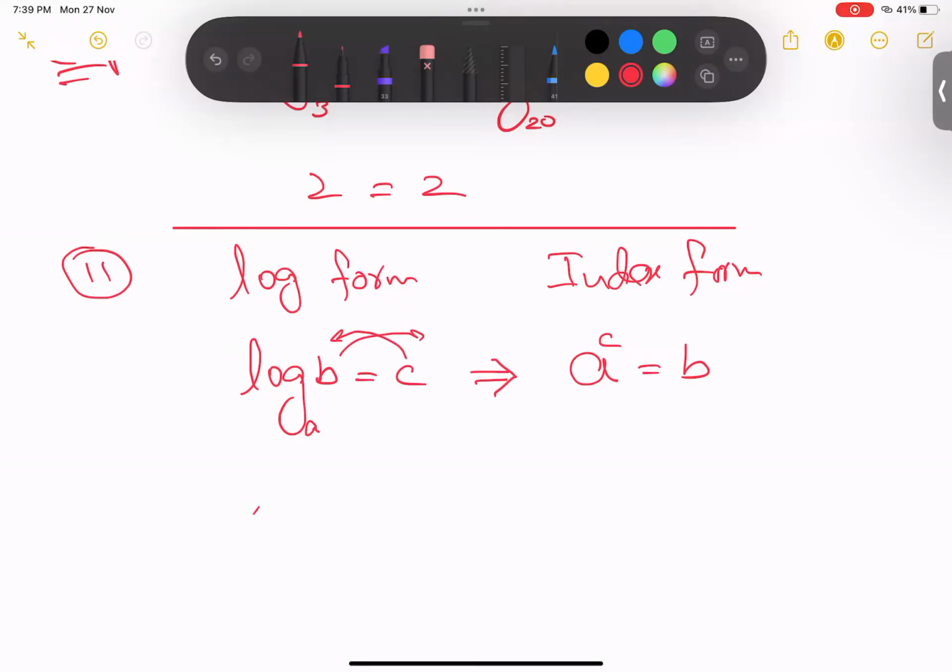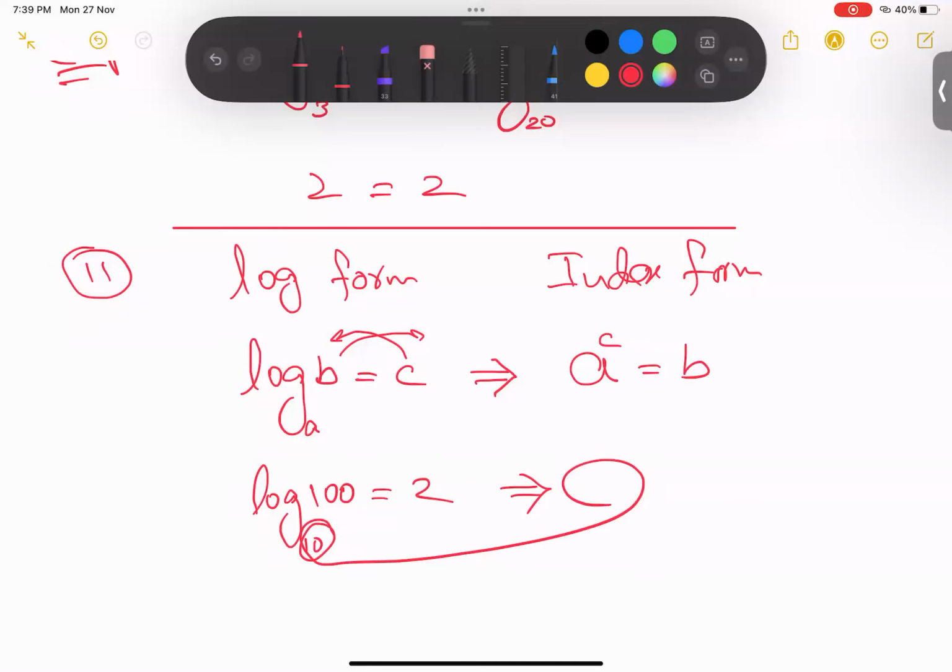Let's take an example here. I take 100 here, and here I have base 10, and the answer is 2. So how can I convert it? 10 is the base, it becomes a big base like this. 2 will go to the left side in the power of 10. 100 will go on the other side. And check, it's matching: 10 to the power 2 is 100. It's matching.